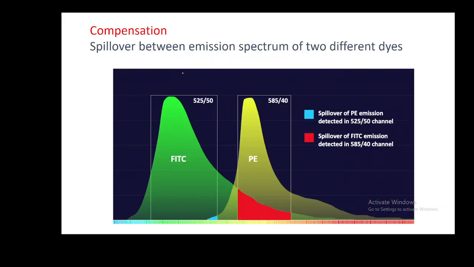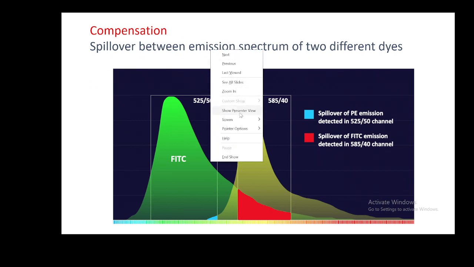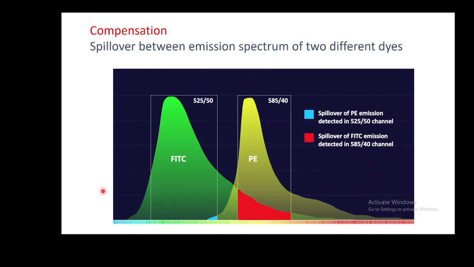Now coming to compensation, what is compensation? That is the spillover between the emission spectra of two different dyes. Suppose this is the FITC dye and its emission spectrum is 525/50, and this is the PE dye and its emission spectrum is 585/40. But here you can see a small portion is coming. This is the emission spectrum of PE, which is this one. The small portion, the blue part, is coming into the emission spectrum of FITC. So this is known as the spillover of PE into FITC.